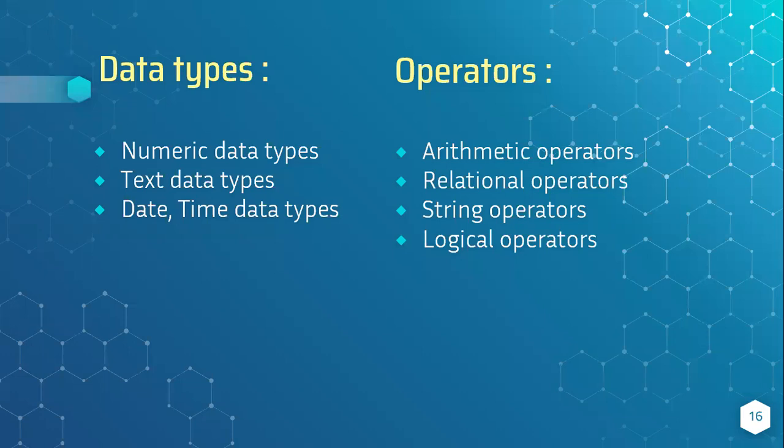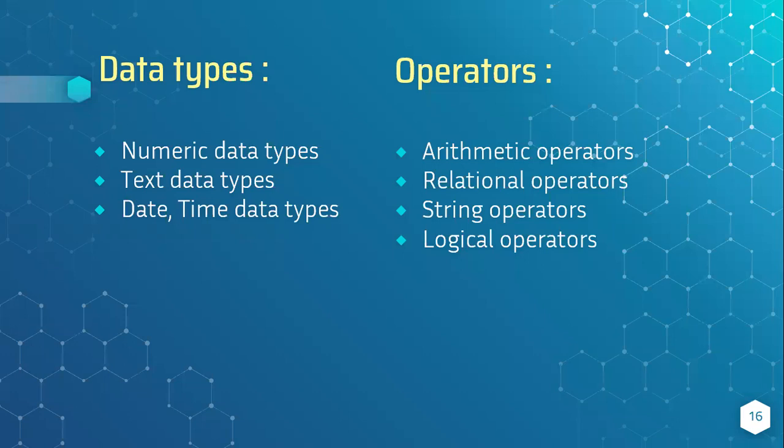We have different types of data types and operators in SQL. In any database, we will store different types of data like numbers, decimal values, text data, date time values, etc. For each type of data, we have certain data types in SQL Server. And also we have different types of operators in SQL Server, like arithmetic operators, relational operators, string operators, and logical operators.